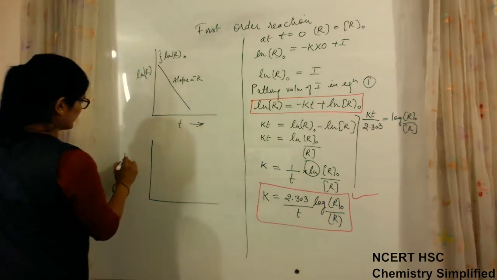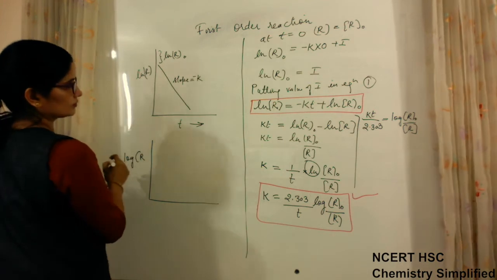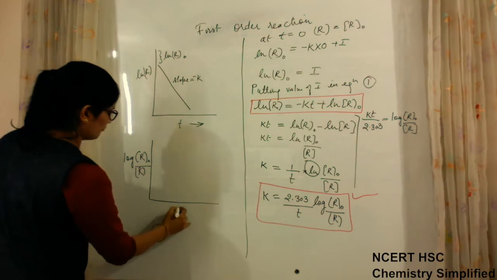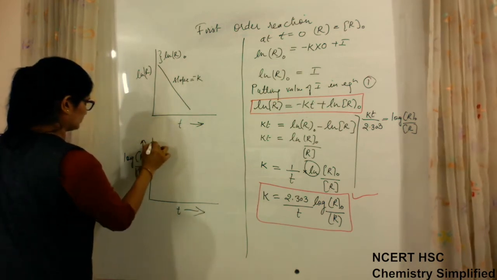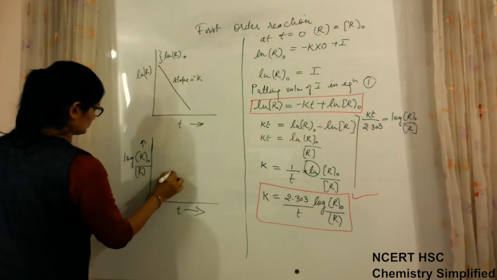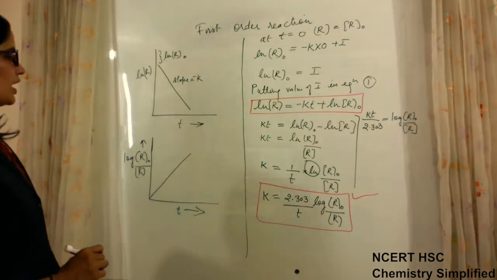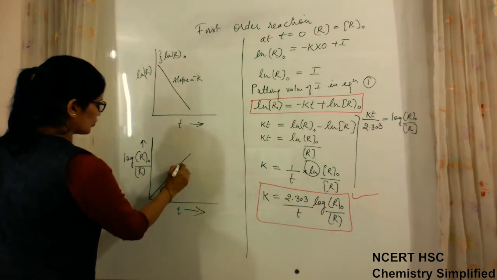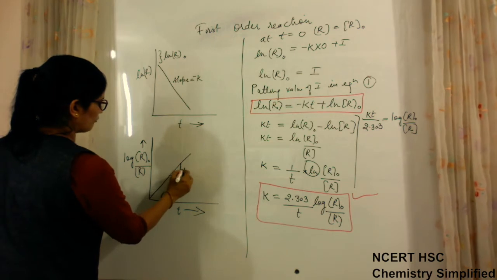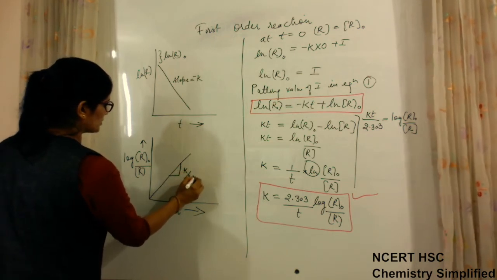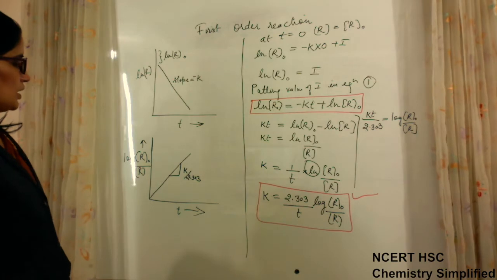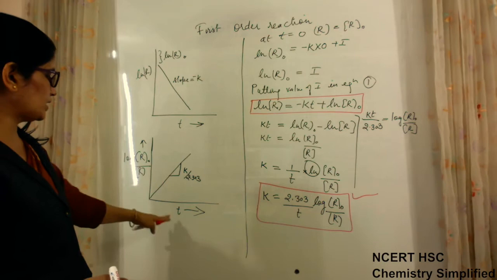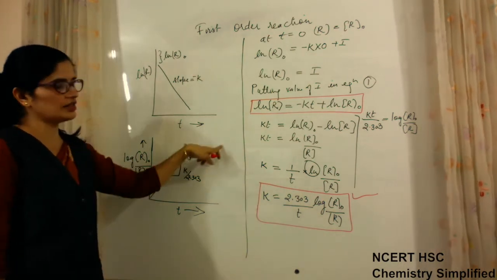If a graph is plotted between log R naught upon R and t, then a graph having a line passing through the center is obtained, and the slope of this line gives the value of k upon 2.303. So for a first order reaction, if a graph is plotted between log of R naught upon R and t, then a straight line is obtained.